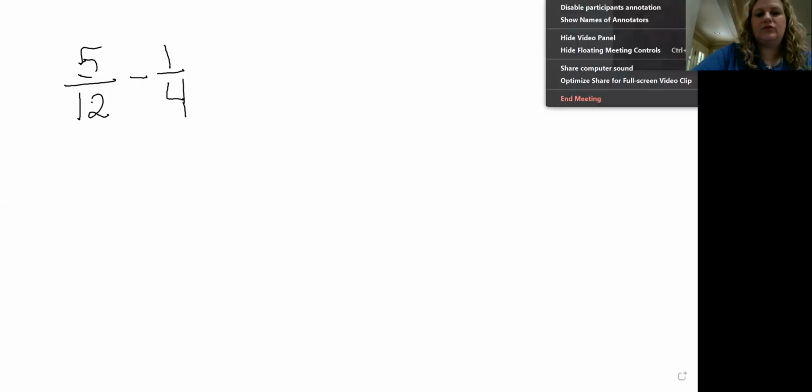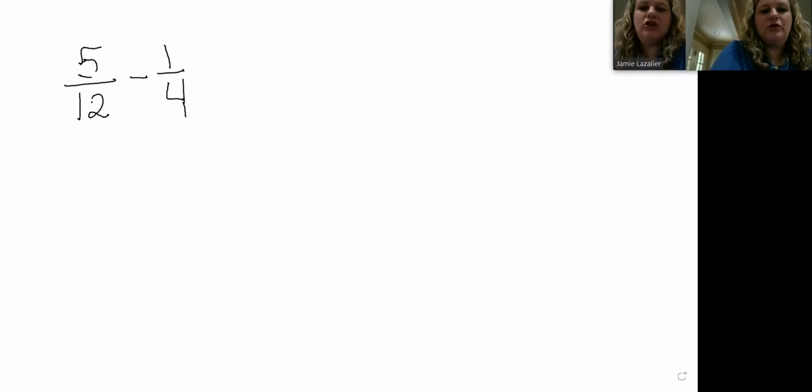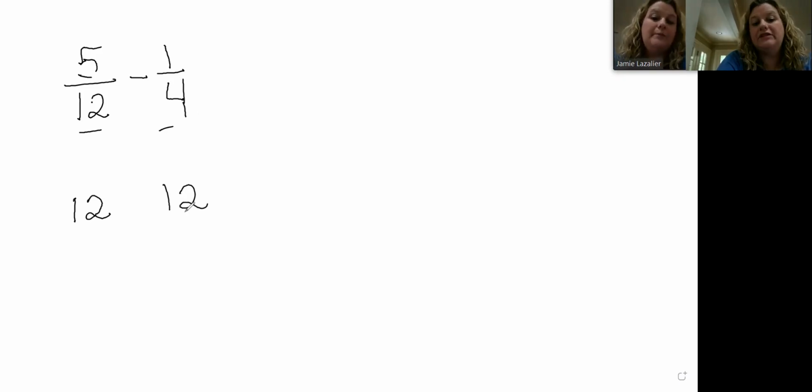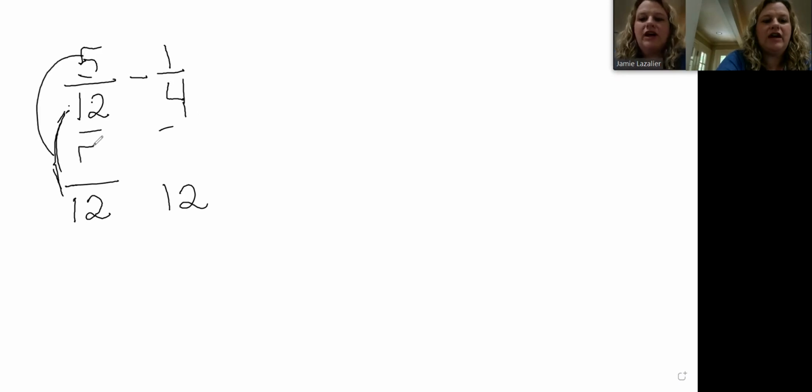5/12 minus 1/4. We know right away that we cannot just go ahead and subtract because these denominators are not alike, they're not the same. So we need common denominators. I know even without listing my multiples that 12 is a number that they both share, happens to be the least number that they both share. We don't have to do anything to this 12, it's already a 12. So we don't do anything to this 5 since we didn't do anything to the 12.